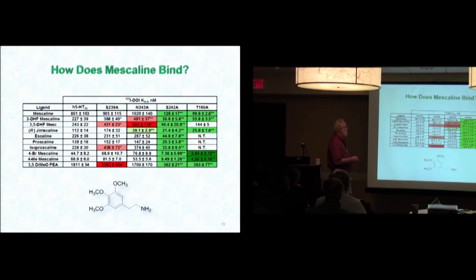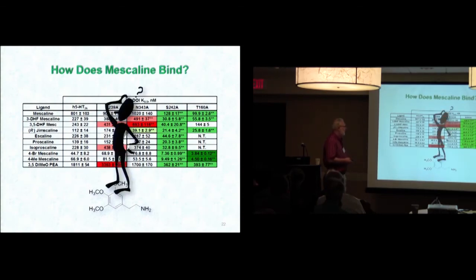A couple of them, you know, mescaline itself is not affected by the serine 239 mutation. All of these, the serine 242 to alanine mutations, all give increased affinity. So there's something going on down at that level of serine 242, and also threonine 160 for many of them. So when we make this from a polar serine into an alanine, it's telling us something about the interactions here. Maybe this methoxy is interacting down there. But this is a real brain teaser. So at this point, what I'm going to say is, I don't know how mescaline binds.